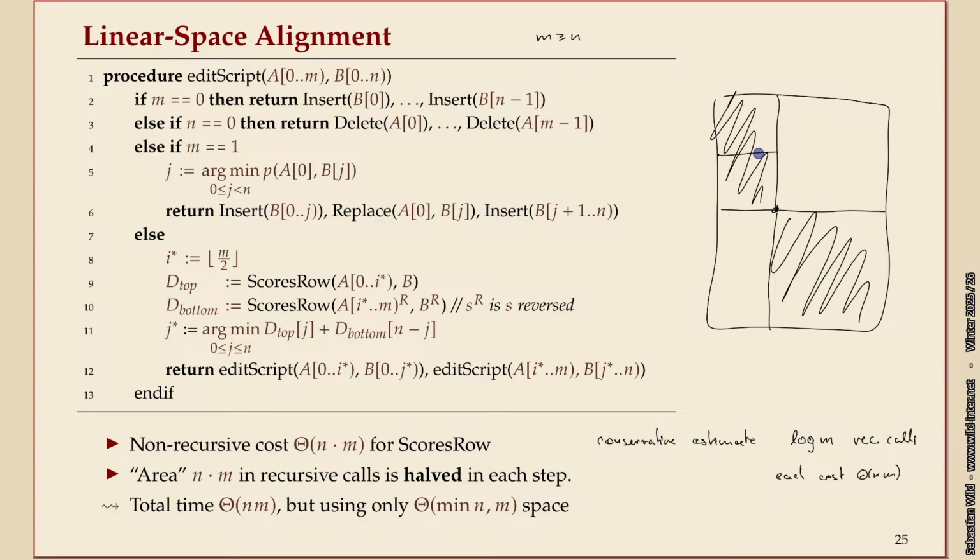The next one will split somewhere here. So again, you're zooming in on a smaller and smaller part. And so the total size of all these parts sums to nm. So the total cost is really nm, which is the same asymptotic theta class as we had for the more space-inefficient version. But at all points in time, we only need a single row, or two rows of the matrix. Let's not get too pedantic about this part. A constant number of rows. Cool, eh?